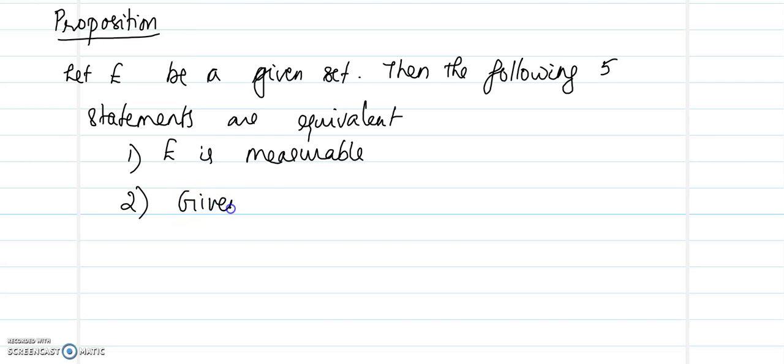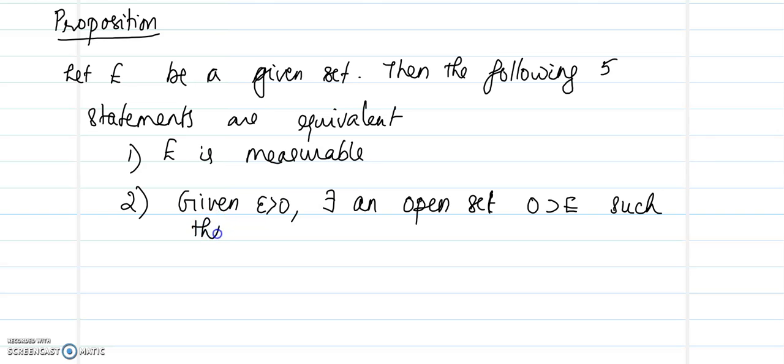Given epsilon greater than 0, there exists an open set O containing E such that m star of O minus E is less than epsilon. So if there exists an open set O containing E such that m star of O minus E is less than epsilon, then in that case the set E is measurable.